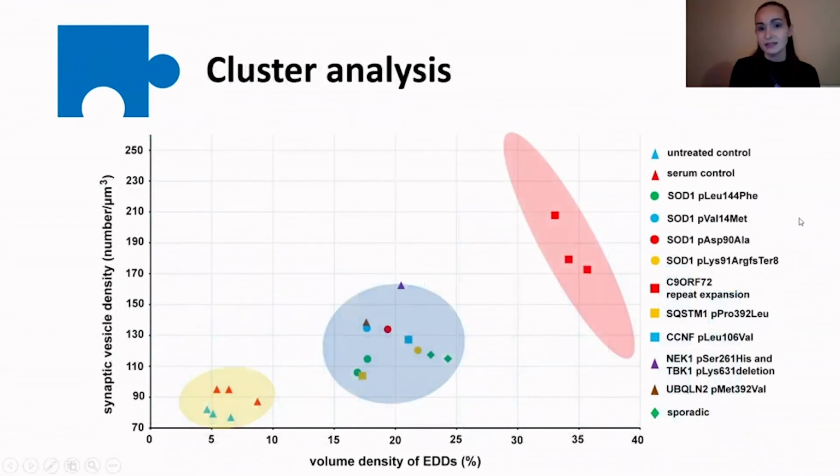We detected significant increase in both of the examined parameters, and because they are closely associated with the activity of synapses, their cross-relation was analyzed with cluster analysis. In this figure, each point represents a patient with a mutation, and we can observe three main clusters: one for the controls, one for ALS patients, and one for ALS outliers, representing the patients with C9orf72 mutation.